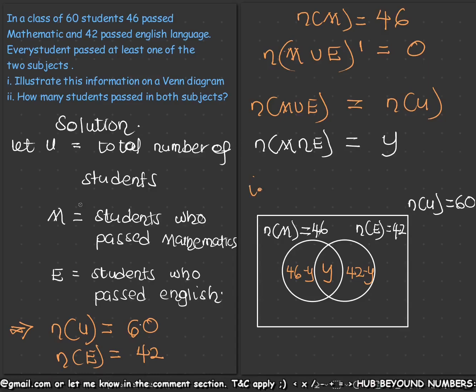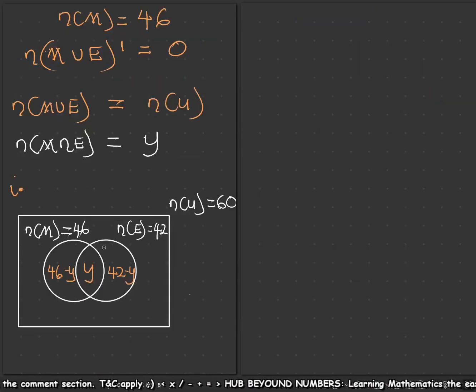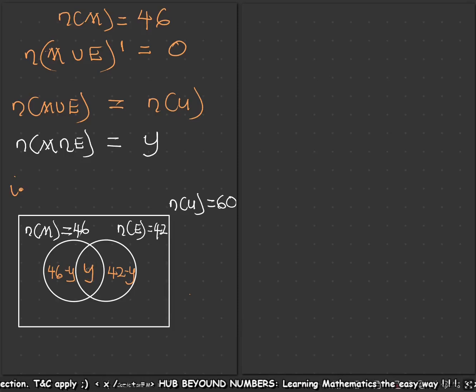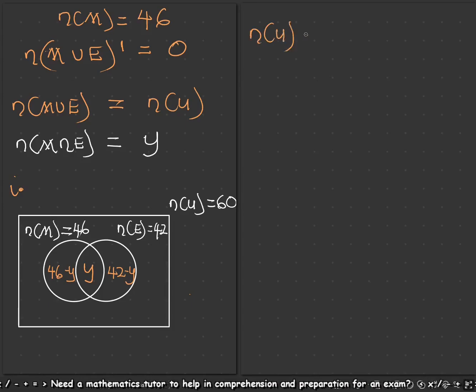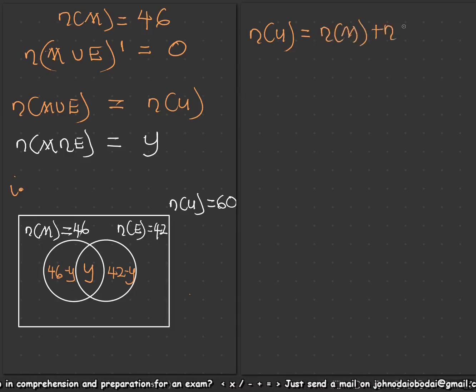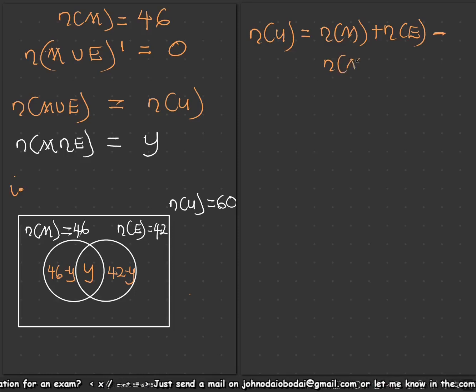Then we go to the next question, which says how many students passed in both subjects? That is this y over here. We are being asked to look for the y. Depending on how you see your Venn diagram, there are a lot of easy ways you can do that. But let's use the very common formula, which says that our union is equal to the sum of the individual sets, that is the cardinality of M plus that of E, then minus their intersection, that is M intersection E. You get it?